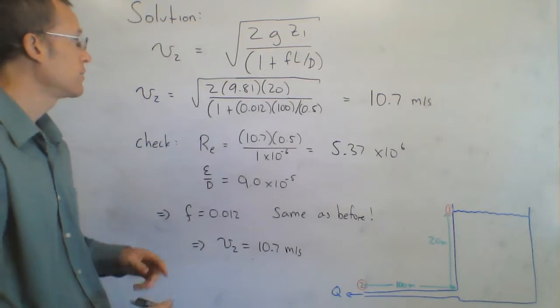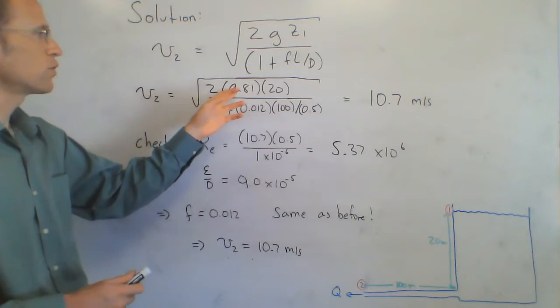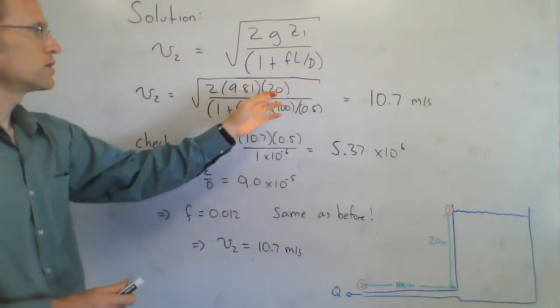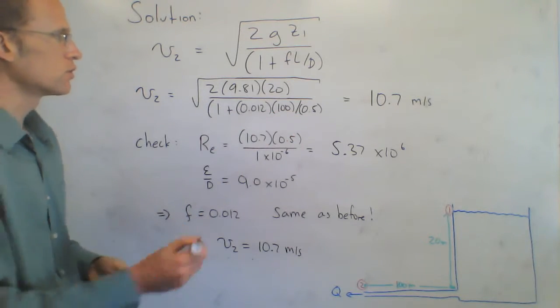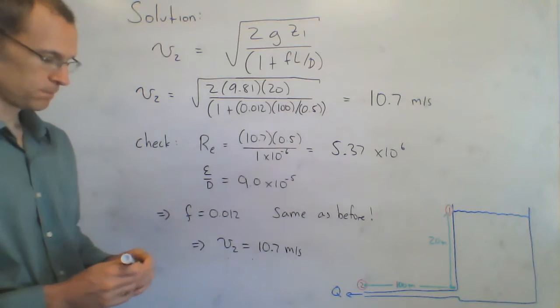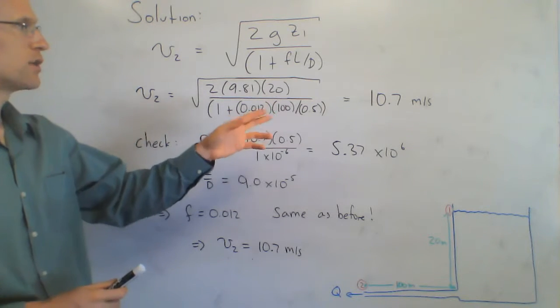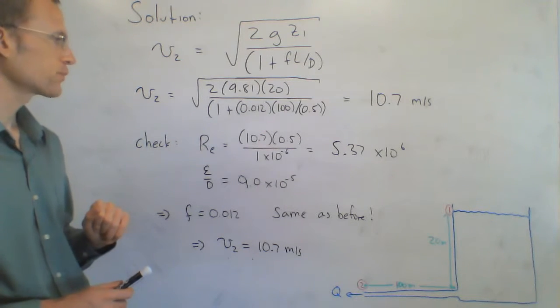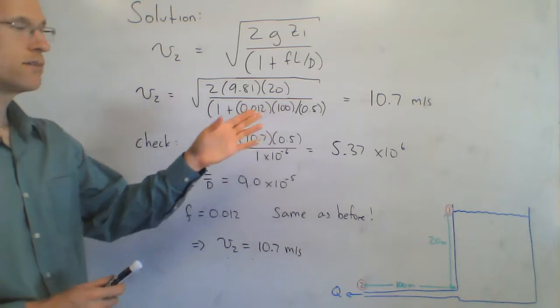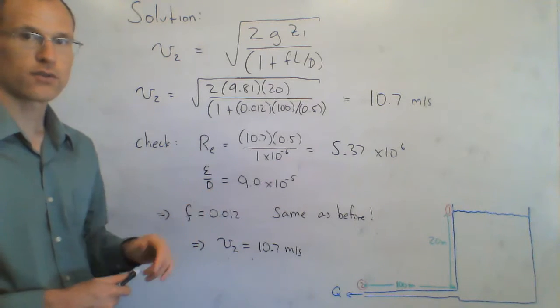Plugging this back into my equation for V2 with all the other parameters being the same: g is still 9.81 meters per second squared, Z1 still 20 meters, length still 100, diameter still 0.5. That gives me a new velocity of 10.7 meters per second. The only thing that changed is my value for f. I don't know if 10.7 meters per second is right or not, so I need to plug it back in to find f using that new value for velocity.